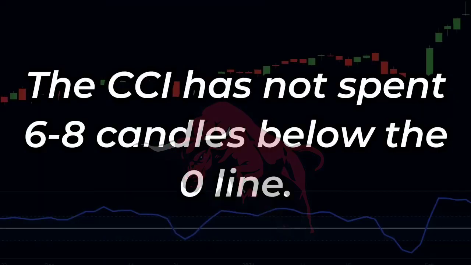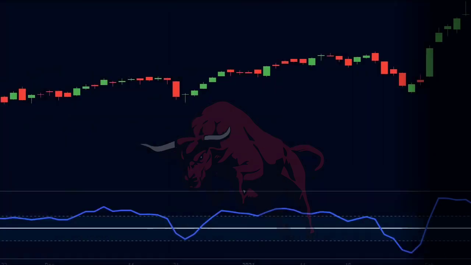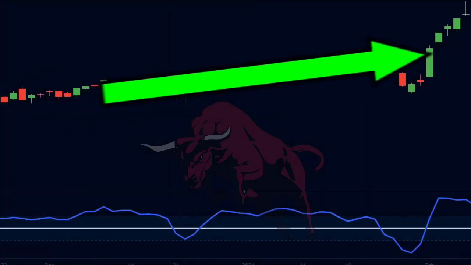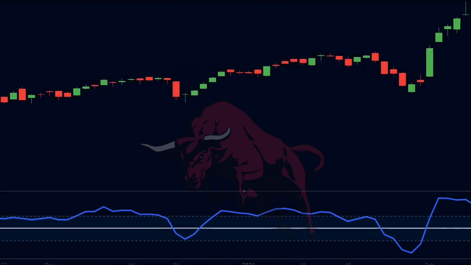Should we sell? The answer is no, we should not sell. This is because the CCI has not spent at least 6 to 8 candles below the zero line, which means that we still believe that the price is in an uptrend. Therefore, in an uptrend we will avoid any sell signals. And as you can see, had we sold here, we would have incurred a loss as the price made a massive up move. If the CCI does spend 6 to 8 candles below the zero line, then it will be declared as a downtrend. After that point we can sell at minus 100 crossovers.